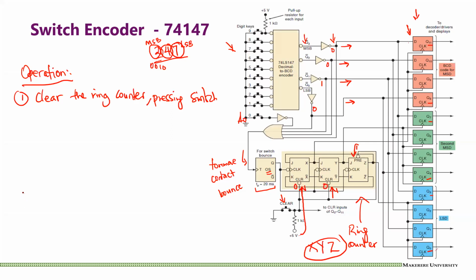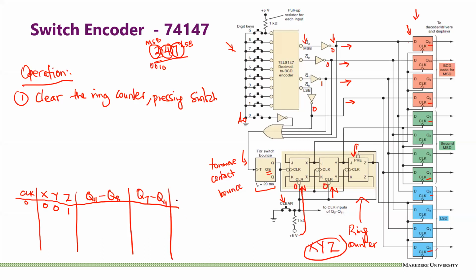That means that if I draw my truth table, I will have, for example, the clock. Then I will have X, Y, Z, and initially I have 0, 0, and Z is preset. What are my inputs? They are my outputs here. Within these ones, I can say what is Q11 to Q8, Q7 to Q4. These are the registers, the 3 registers, and Q3 to Q0. We want to fill this table.